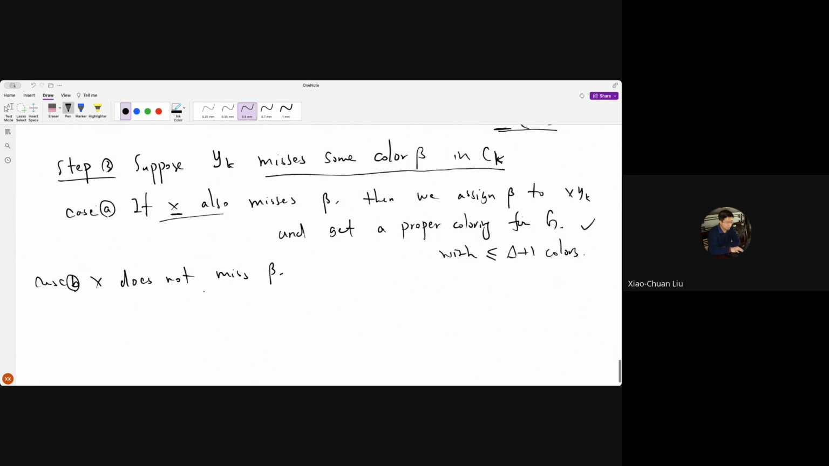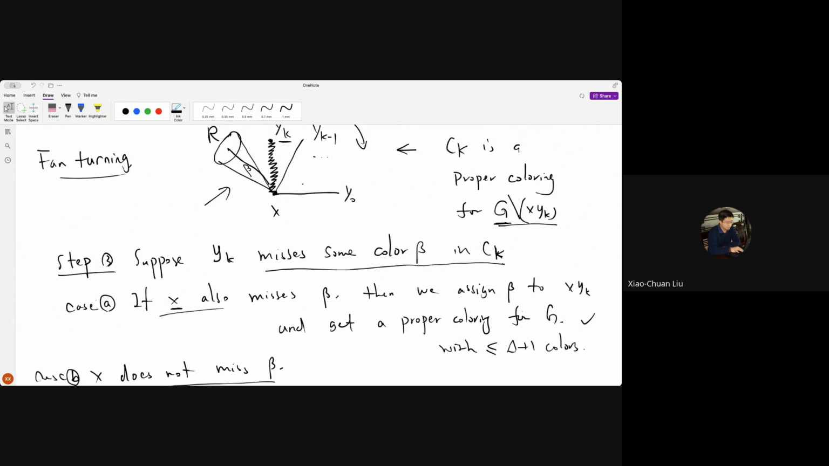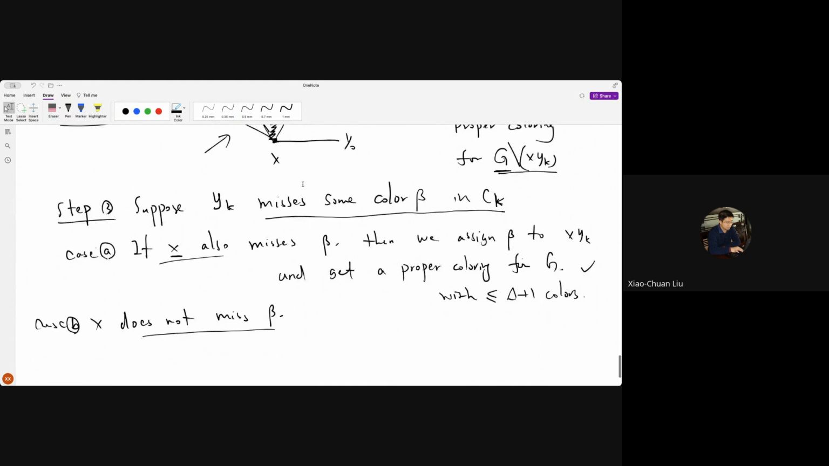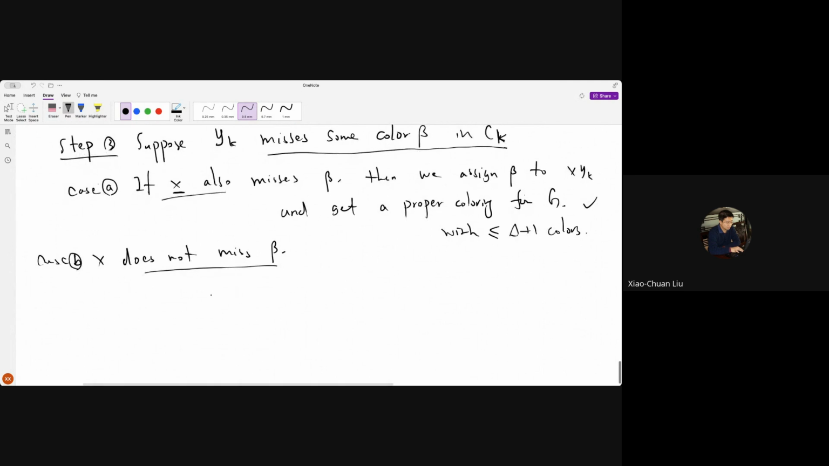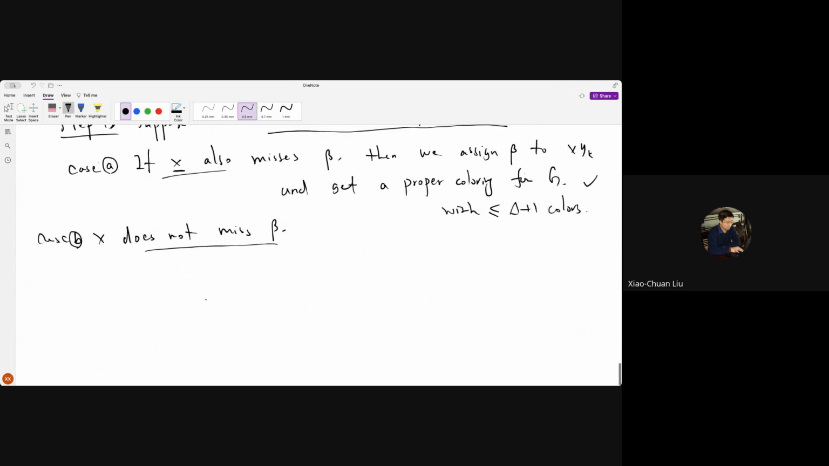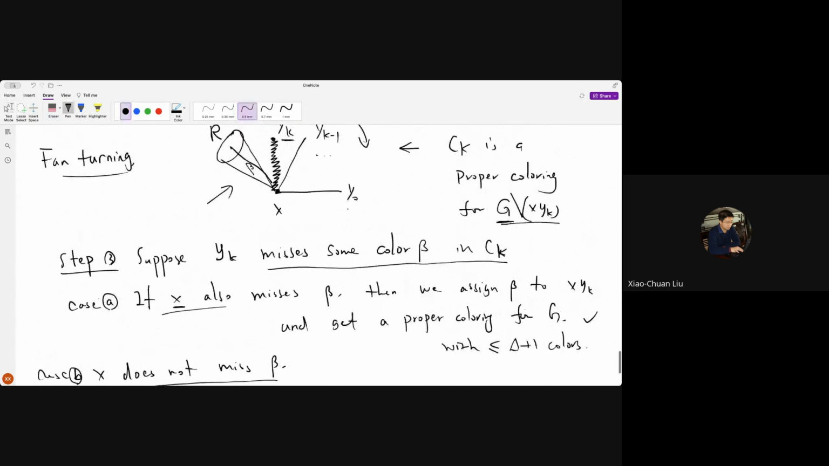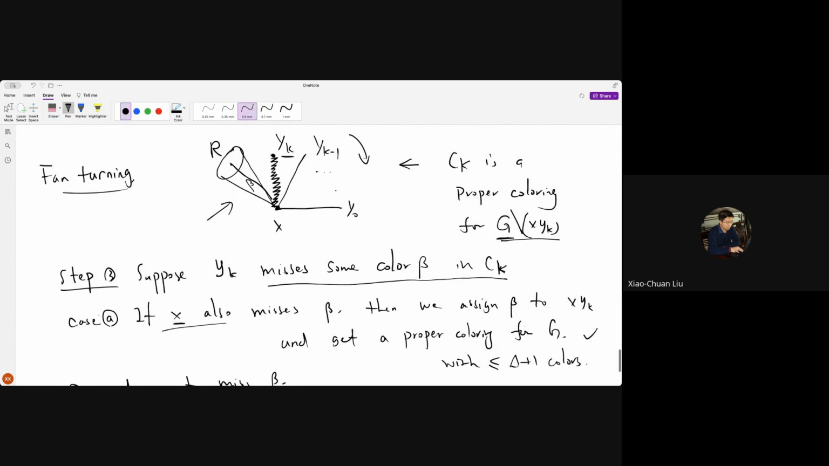So in this case, x does not miss beta means that some edge incident to x was assigned color beta. So it does not miss beta. It means the following. We have more pictures to draw. It means that some edge here we have beta.